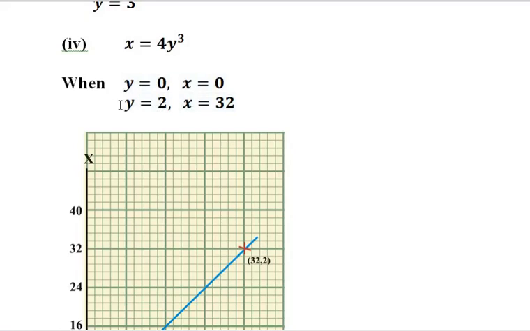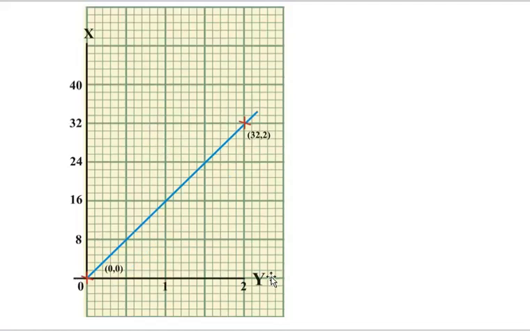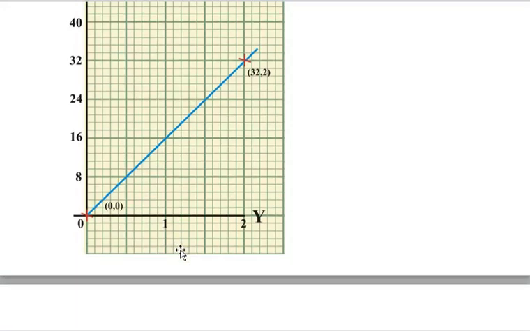Now let's plot these 2 ordered pairs, or the values of x and y, on this graph paper. We have 2 axes, horizontal axis and vertical axis. On the horizontal axis I am going to take the values of y, and on the vertical axis I'll be taking the values for x. So, let's talk about a suitable scale.